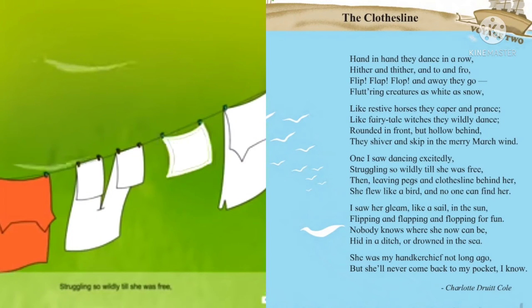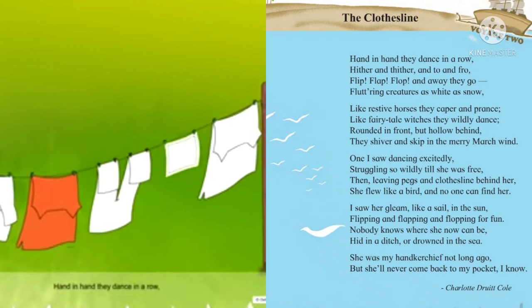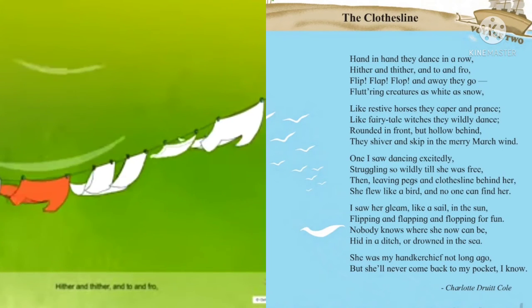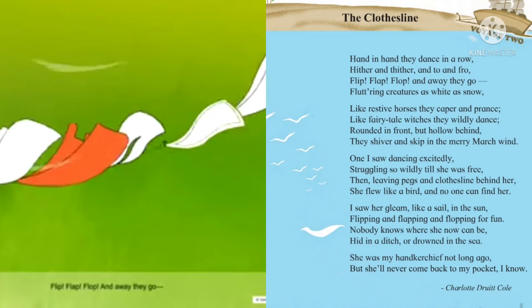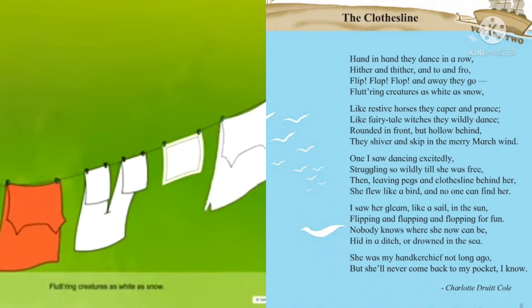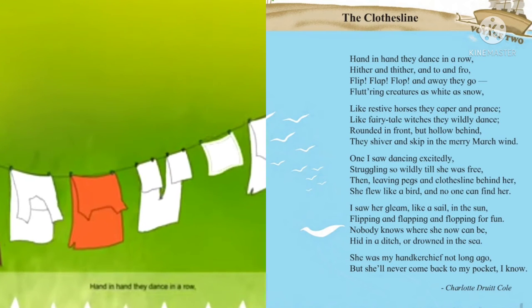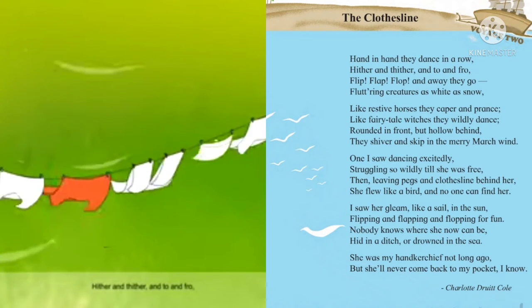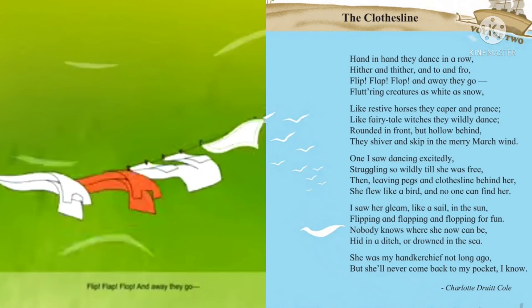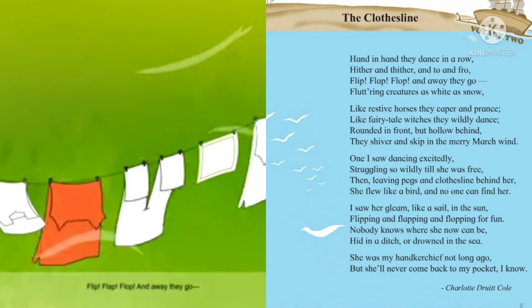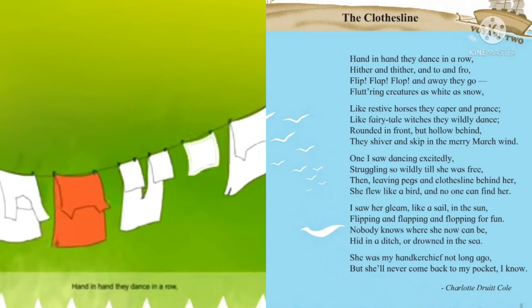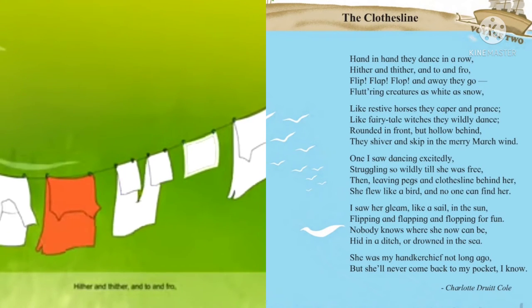As you all can see in the picture, all the clothes are moving because of the wind, and they seem like they are dancing hither and thither. Students, kindly underline the words hither and thither. The meaning of this is here and there, and to and fro, which means up and down. So they move here and there, up and down because of the wind.